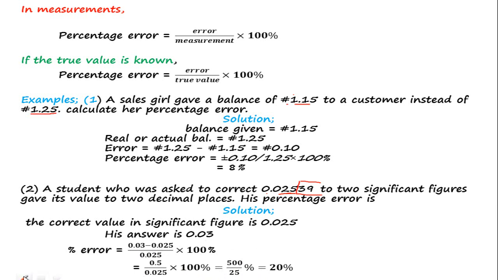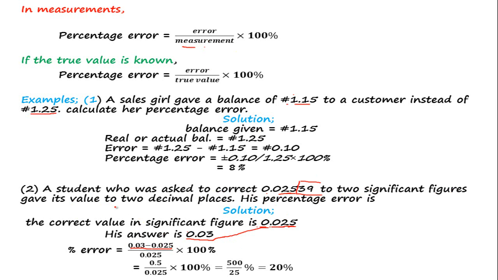Are you getting it? He's supposed to get this answer as I calculated it, but he mistakenly got this answer. So the error will now be subtraction from these two. That's why we get the error up here to be subtraction from the value that he got, the measurement value, and the value that is supposed to be. Do you understand now? The formula for it is error divided by measurement. If it is measurement and he was asked to measure to two significant figures, are you getting it now?